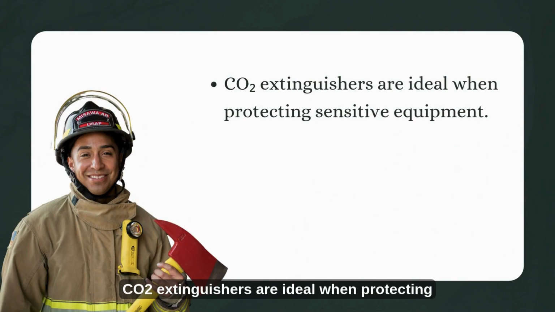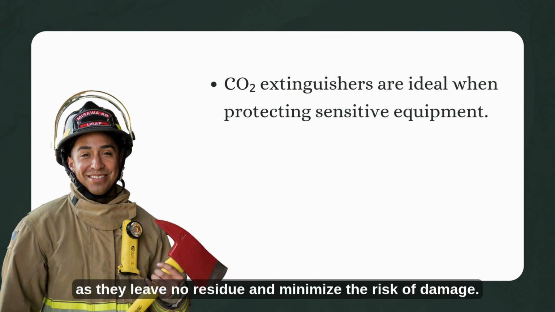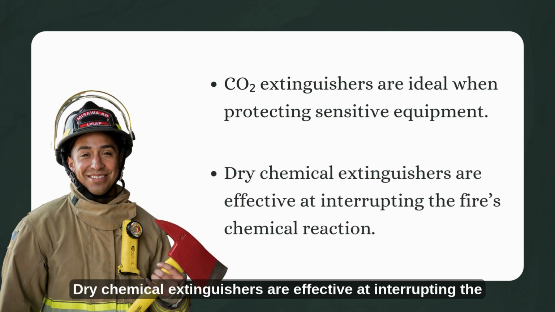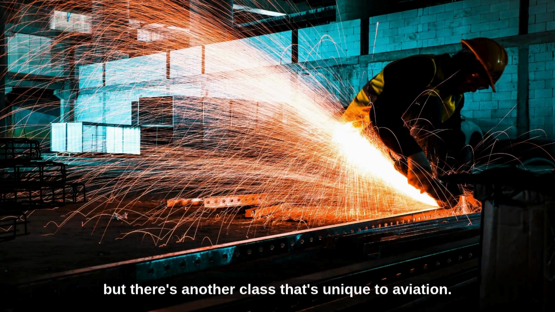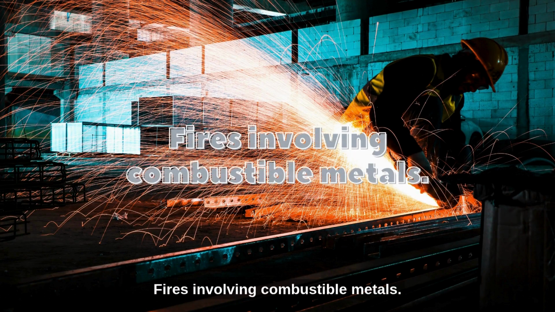CO2 extinguishers are ideal when protecting sensitive equipment, as they leave no residue and minimize the risk of damage. Dry chemical extinguishers are effective at interrupting the fire's chemical reaction, but they can be corrosive to electronics and may require cleanup afterward. Electrical fires are dangerous, but there's another class that's unique to aviation: fires involving combustible metals. Let's explore Class D fires.